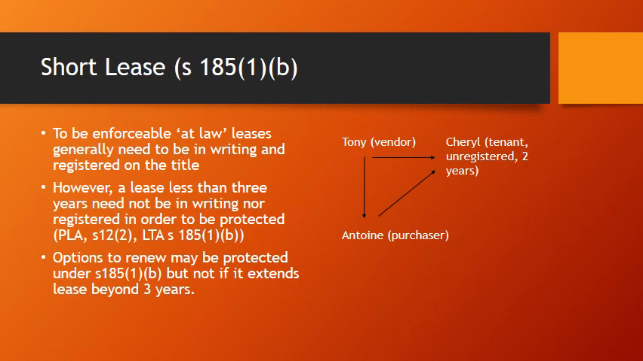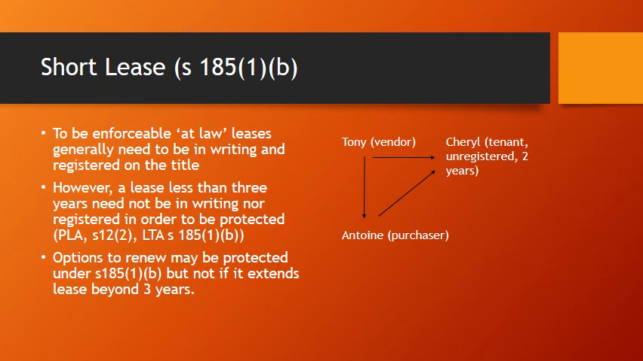Right, let's move on. So I've talked about those first two, which are the more complex two exceptions, fraud and in personam. There's another exception called short lease. This is found in section 185(1)(b) of the Land Title Act. What this does is relatively simple to follow, more simple anyway than in personam and fraud, is that if you have an unregistered lease on a property, then that unregistered lease, if it's less than 3 years, will be protected if the freehold is sold.